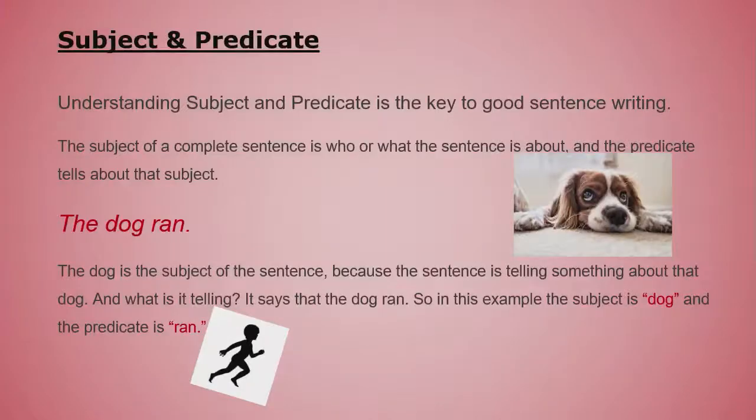Okay, what's the difference between a subject and a predicate? Understanding subject and predicate is the key to good sentence writing. The subject of a complete sentence is who or what the sentence is about, and the predicate tells about that subject. The dog ran. The dog is the subject of the sentence because the sentence is telling something about that dog. And what is it telling? It says that the dog ran. So in this example, the subject is dog and the predicate is ran. And I did put pictures here because then you will remember these examples.